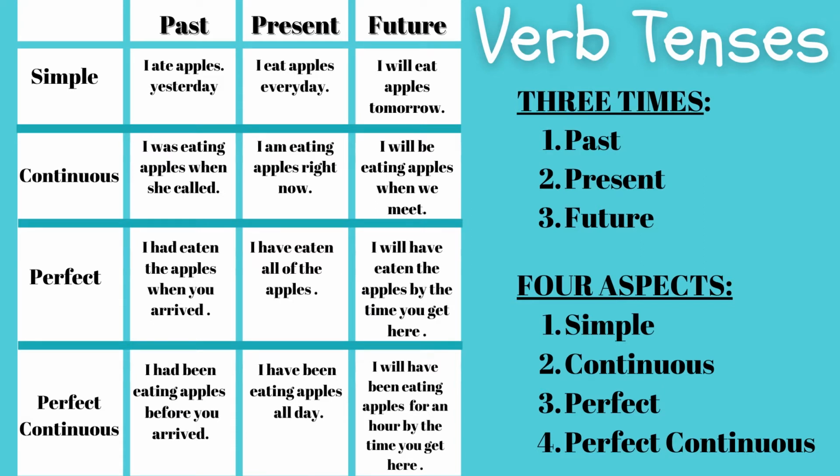Remember, in each lesson, I'll be talking about each time tense differently. So verb tenses come in 3 times: past, present, and future. Each one of these time tenses has 4 aspects. For example, simple, continuous, perfect, and perfect continuous. Take a look at example sentences for each of these time tenses and the aspects.